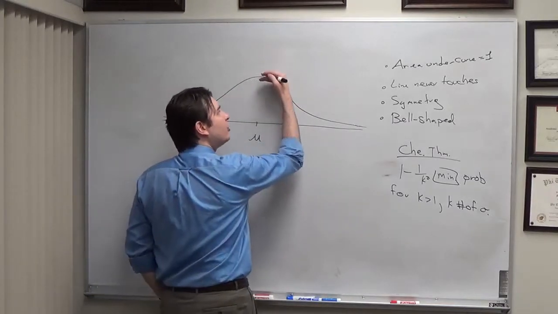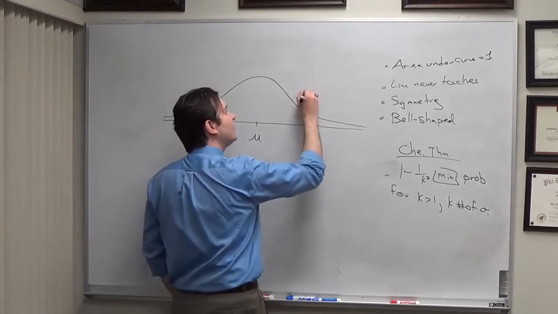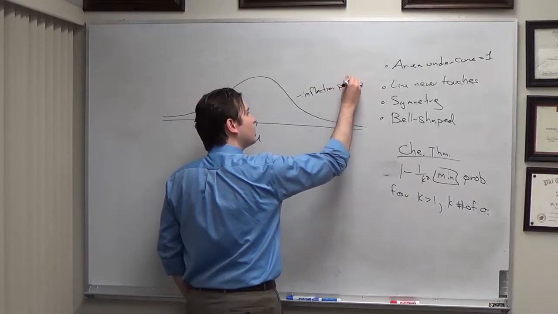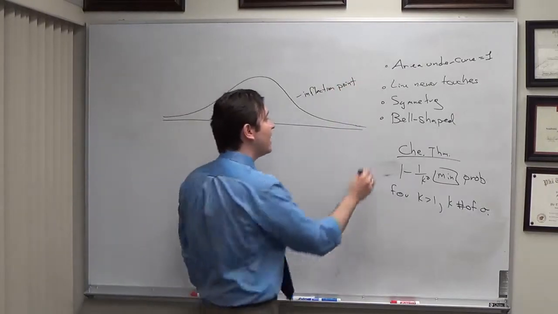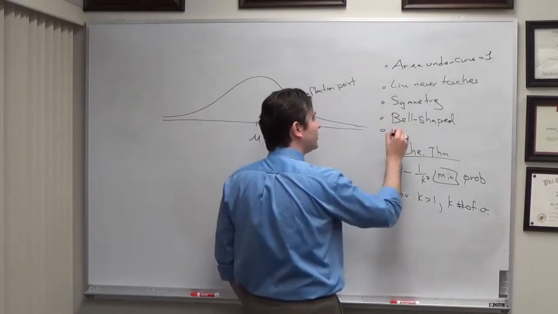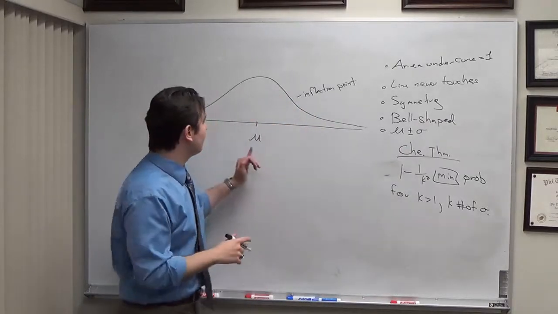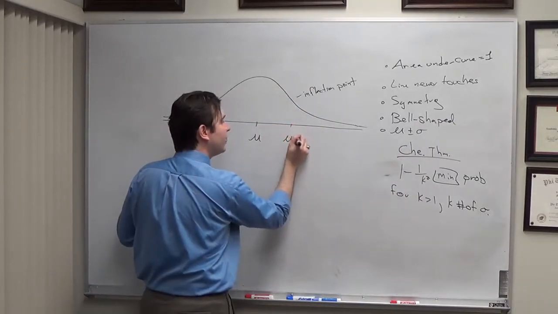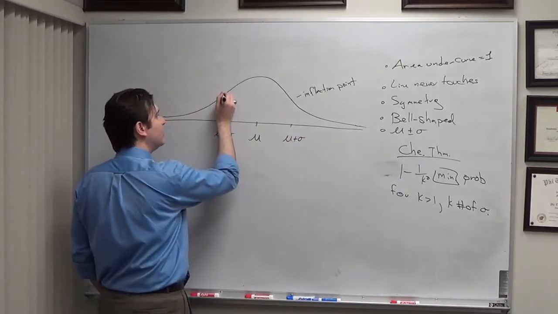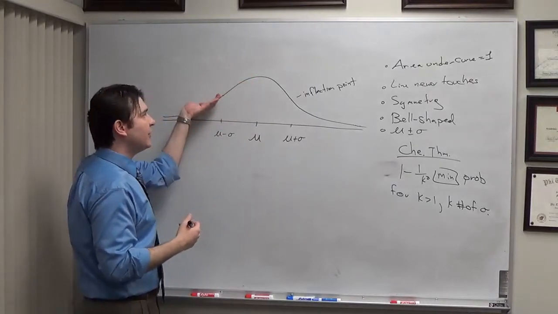It changes then from curving down to curving up, and that happens right about here. This is called an inflection point, if you talk about graphs. And it is a feature of a normal curve that the inflection point occurs at mu plus or minus sigma. So one standard deviation to the right and one standard deviation to the left is where we have that inflection point, where it stops being concave down and starts being concave up.